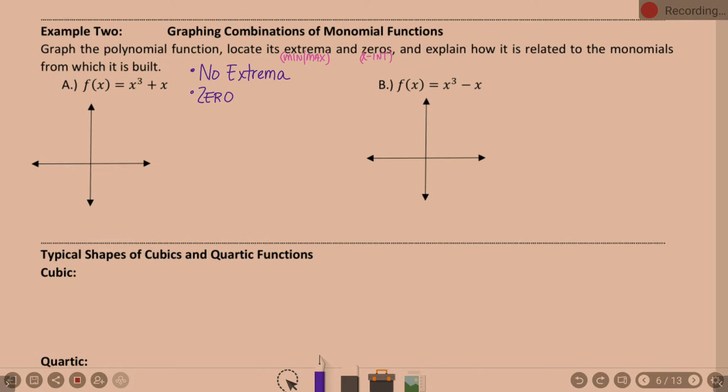What about zeros? Where is there a zero? At 0, yes. The graph crosses through the x-axis at x equals 0. So there is a zero at x equals 0.